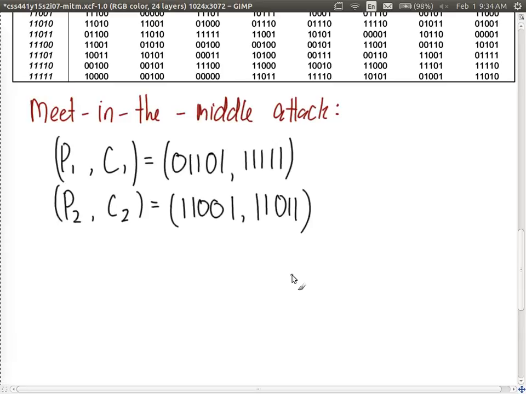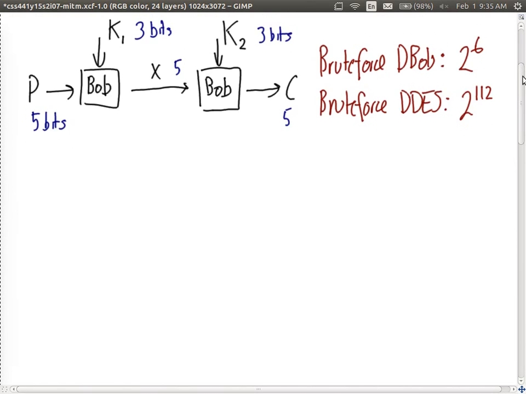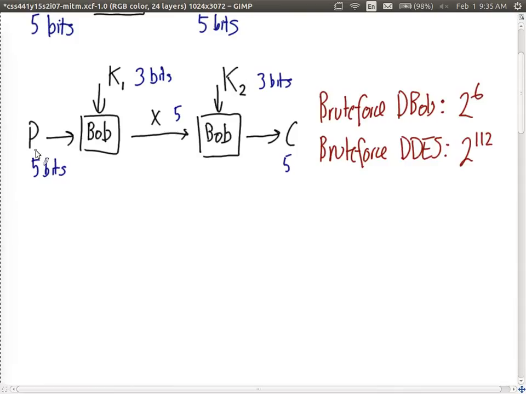Given that, now they start the meet in the middle attack. And it's quite simple. Given one of the pairs that they know, say the first pair, they take the plain text P1 and do a brute force on that plain text using the single version of the cipher, Bob, and find all possible values that come out. They know P1, and they're going to encrypt P1 with every possible key. They don't know K1, so let's try all possible values. We'll get multiple potential values of X coming out, not necessarily the correct one, but possible values.